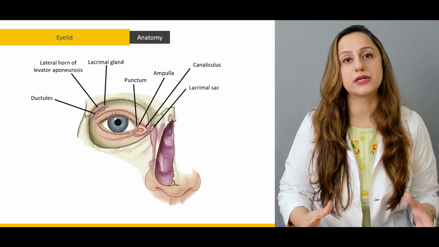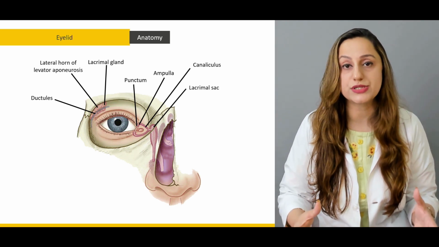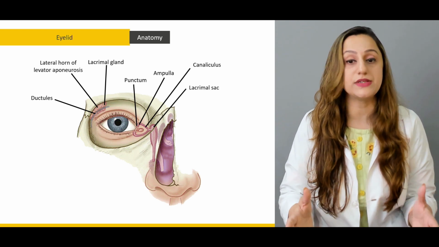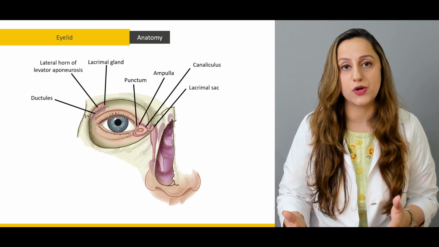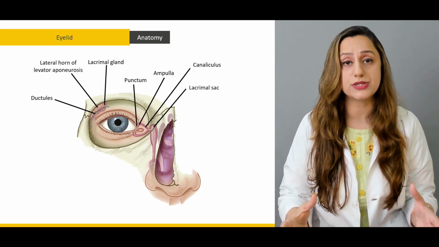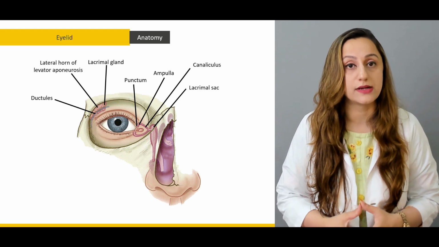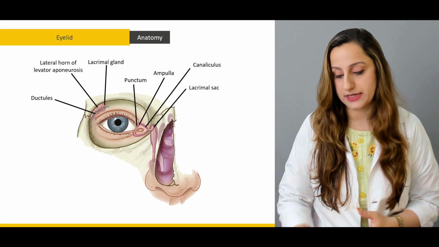Relating to the anatomical structures, it can be trauma to any of these structures, infections of any of these structures, or any birth defects of these structures. So knowing these structures and their functions is quite important whenever we are dealing with congenital eyelid defects.